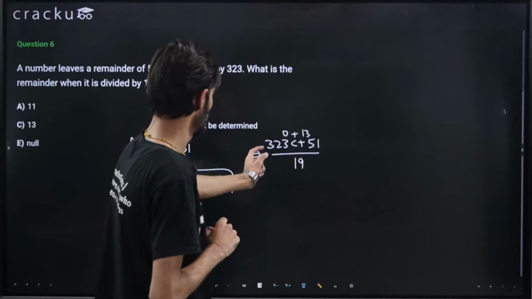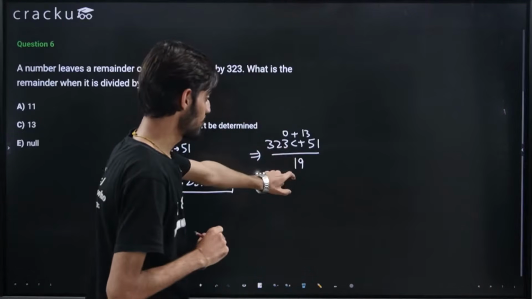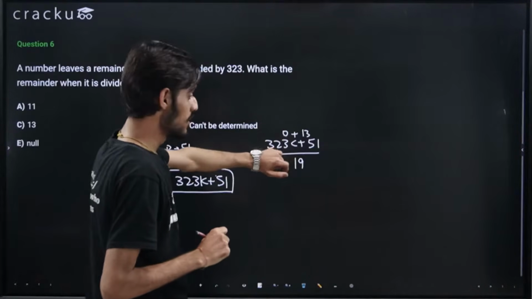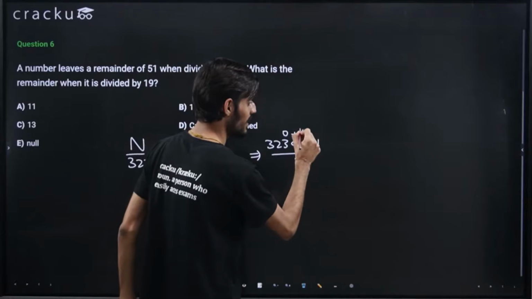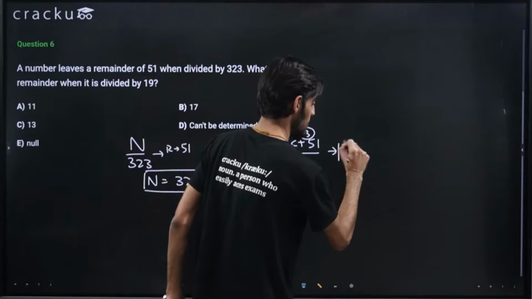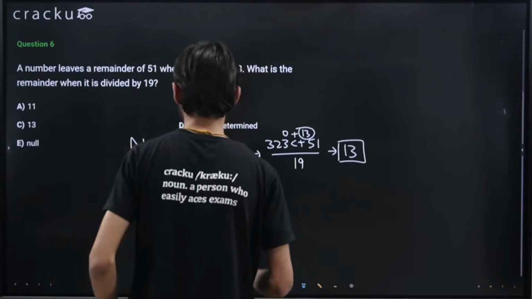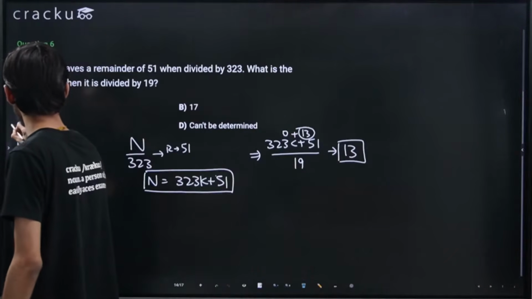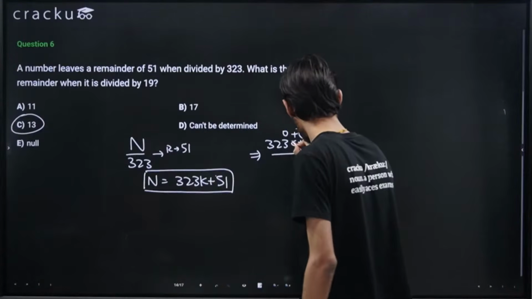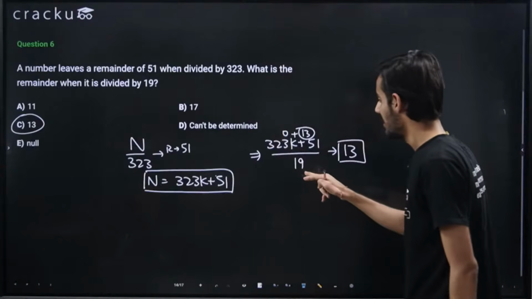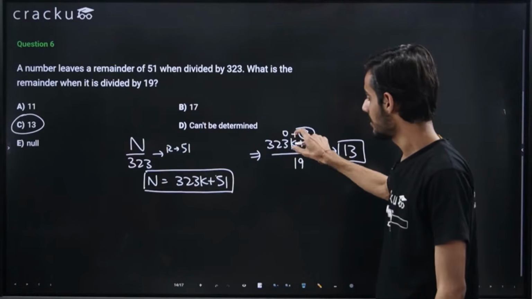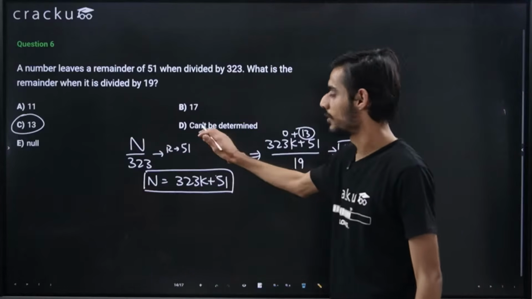Because 323 is a multiple of 19, it will be completely divisible. So we just need to check the remainder from the second term, that is 51. So 0 plus 13 is 13. This will be the final remainder. That will be option number C. If this number was not divisible by 19, then the value would depend upon the constant k. In that case, the answer could have been cannot be determined.